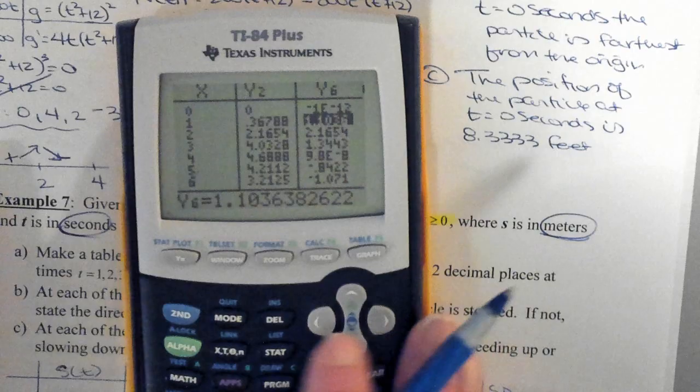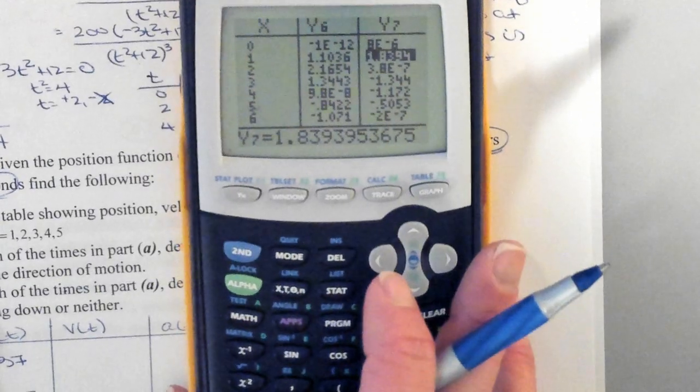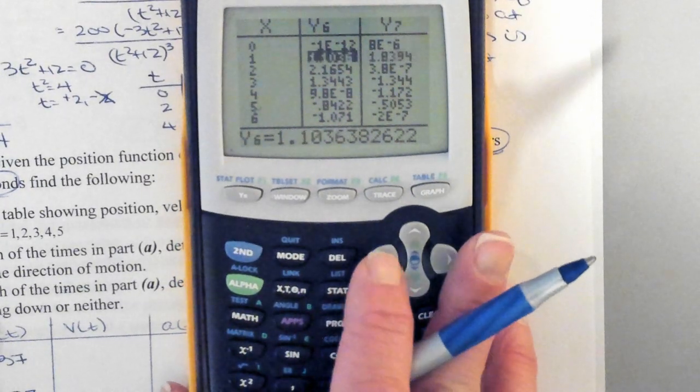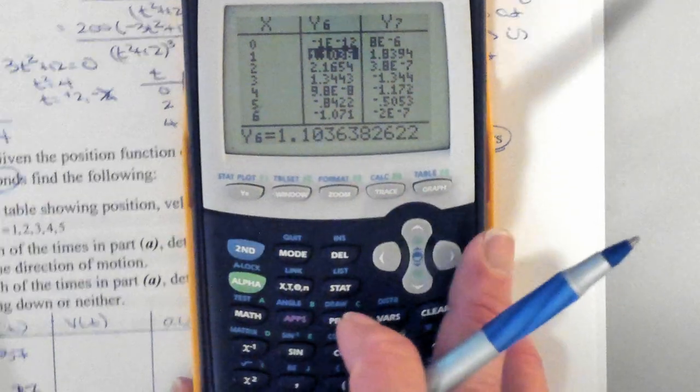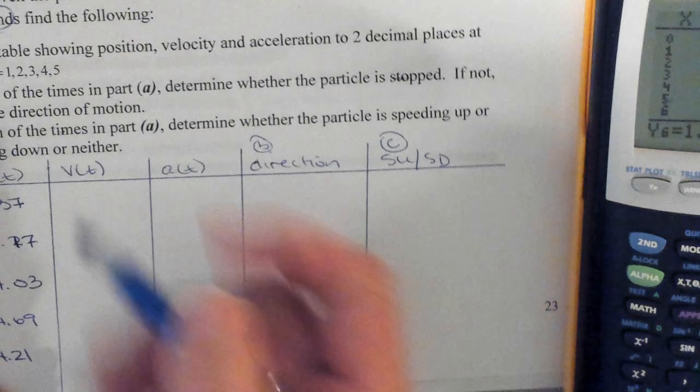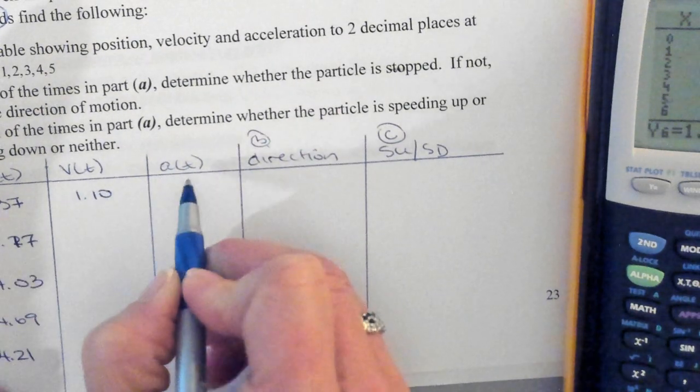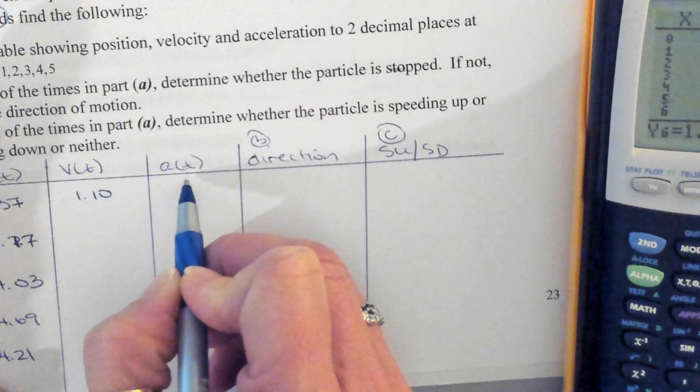So this is what you should have for time 1. Is that what you have? Anybody? Right here? 1.10? Folks, you got to know how to use your calculator. Thank you. This is 1.10. So then acceleration would be 1.84.